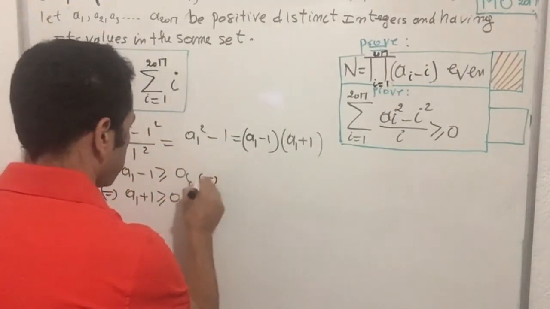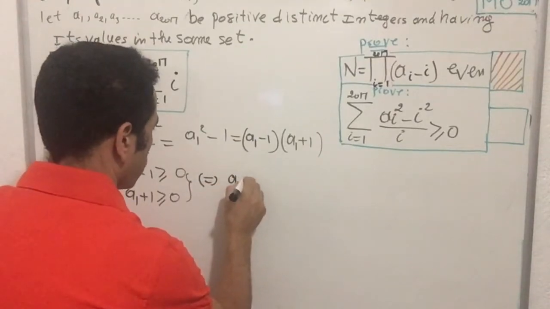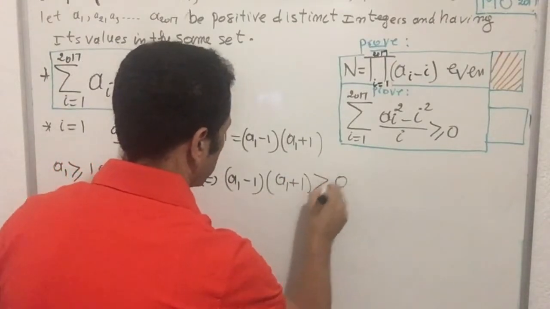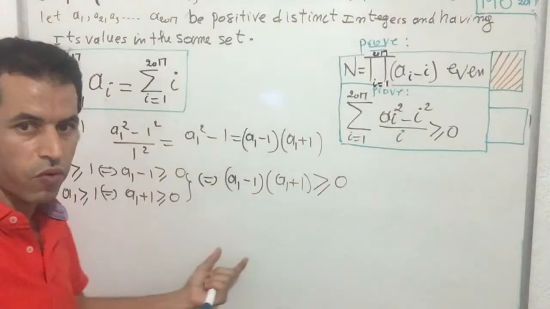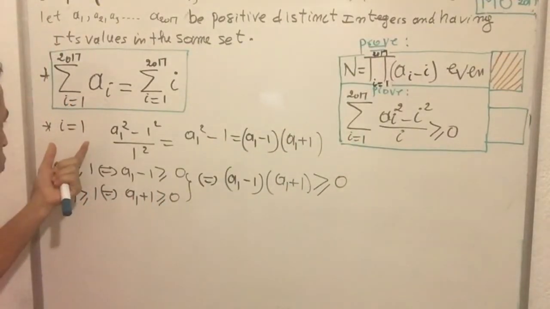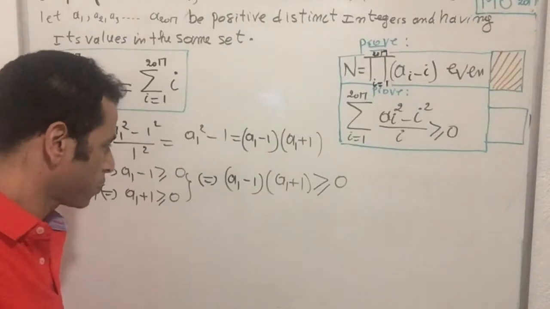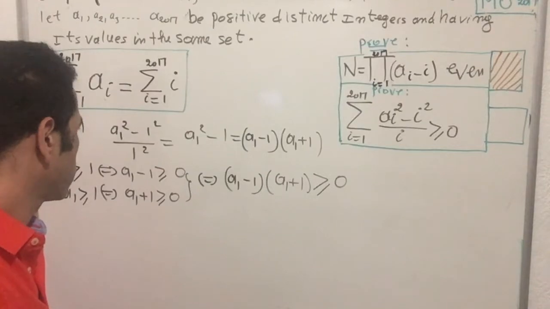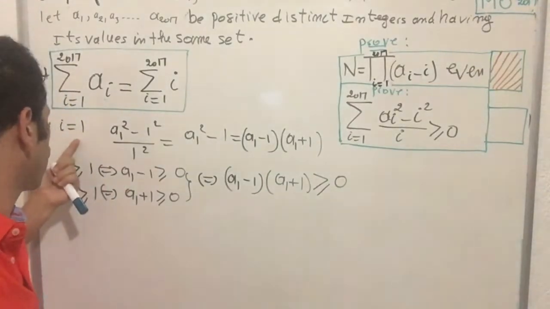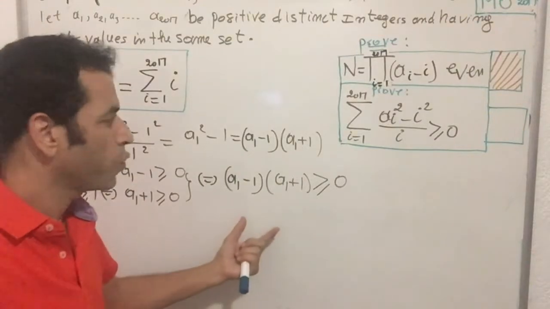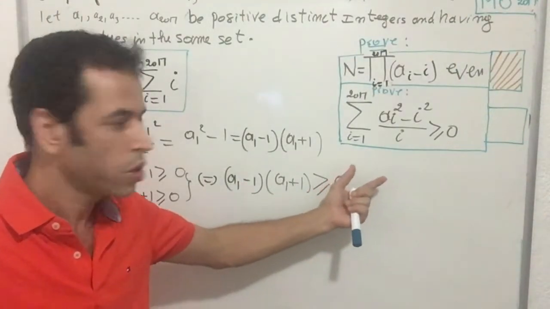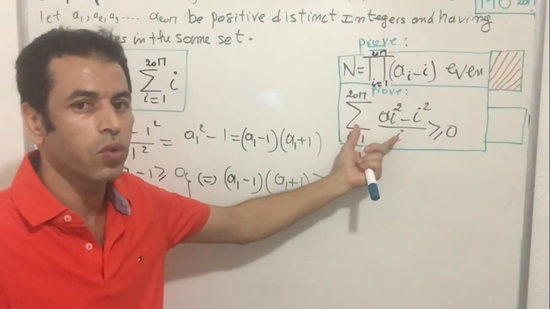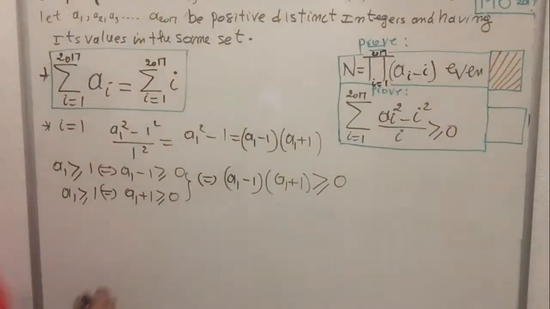So that means the product a sub 1 minus 1 multiplied by a sub 1 plus 1 is superior or equal to 0. Okay, the first condition is verified. So for i equal to 1, the first term is verified. We are going to suppose that this inequality is superior or equal to 0 by induction. Proof.